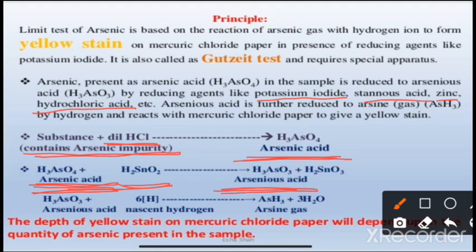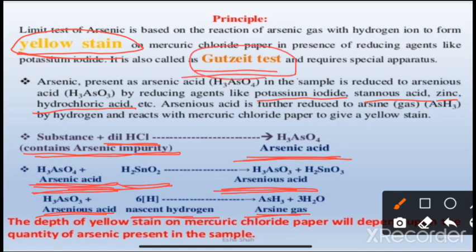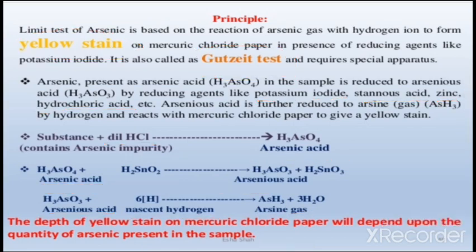Then this arsenious acid is further reduced with nascent hydrogen to form arsine gas. This arsine gas further reacts with mercury chloride paper and produces the yellow color stain. This limit test is carried out in the apparatus known as Gutzeit apparatus or Gutzeit test. As per Indian Pharmacopoeia, 8 ppm of arsenic impurity is allowed in pharmaceuticals.